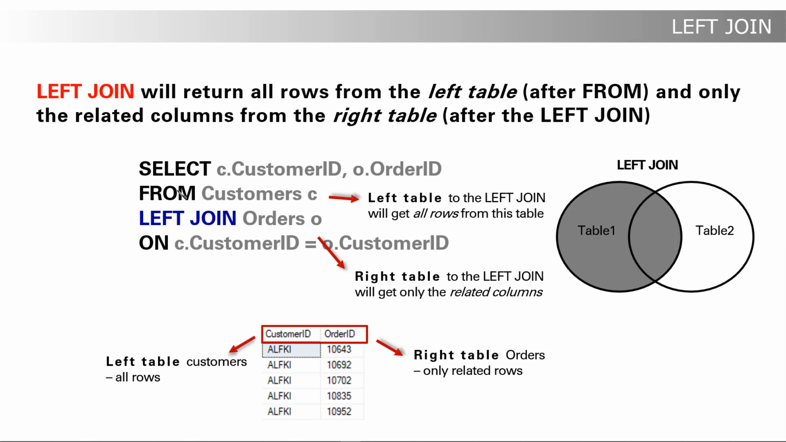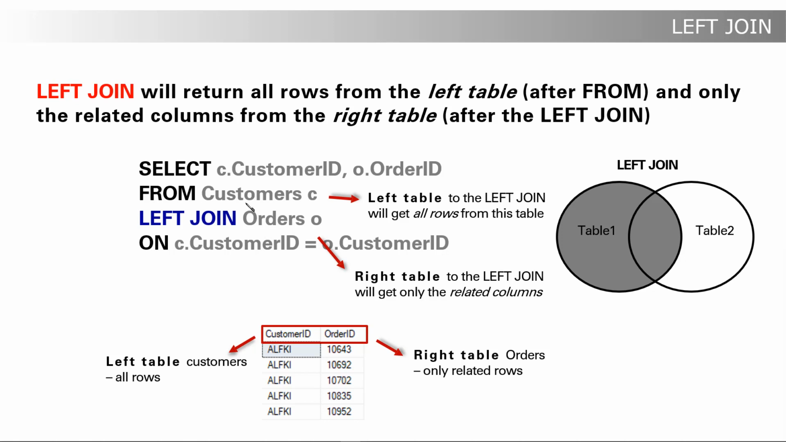So if we look at this, as FROM customers, this table is left of the left join. If we put the left join here, this table is left of the left join, and orders is on the right of the left join. So left join means we want all rows from the left and only rows that are related from the right.